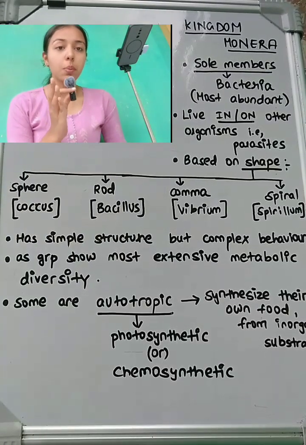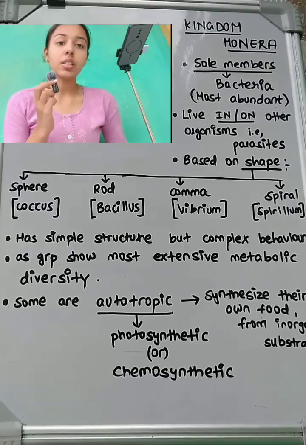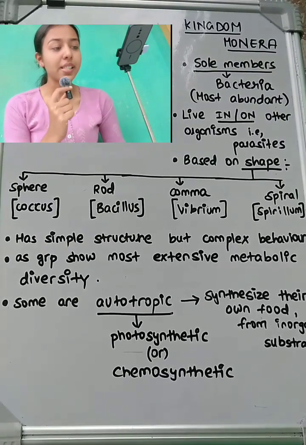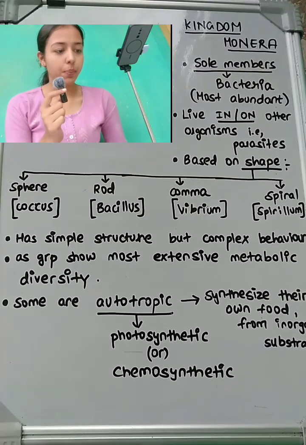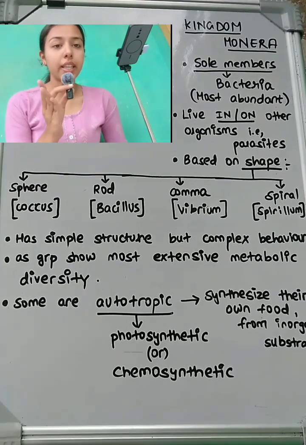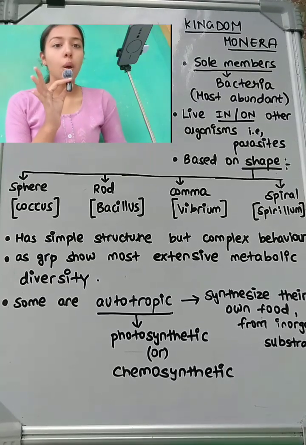Now, based on shape, bacteria can be classified into four different types. If the shape is spherical, it is coccus. If it is rod shaped, it is bacillus. If comma shaped, then vibrio. If spiral shaped, then it is spirillum. Also, NCERT has this diagram, so do see which shape has flagella and which shape possesses spores.